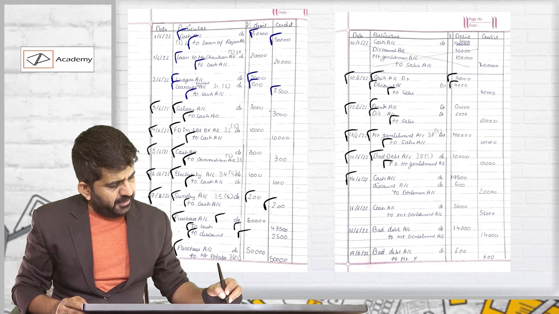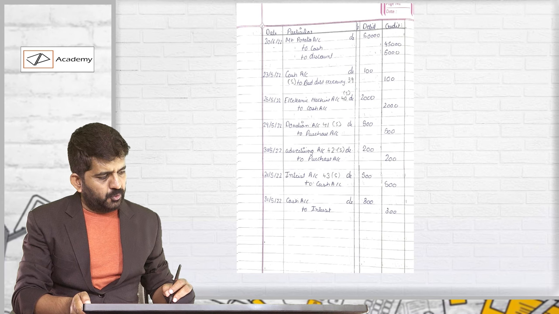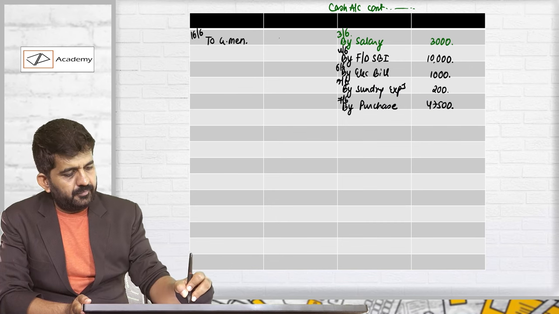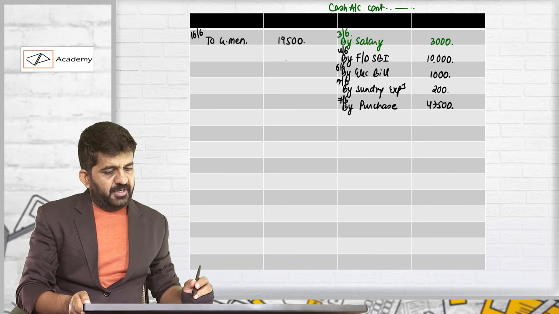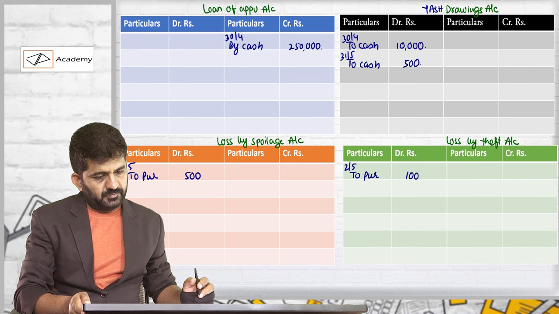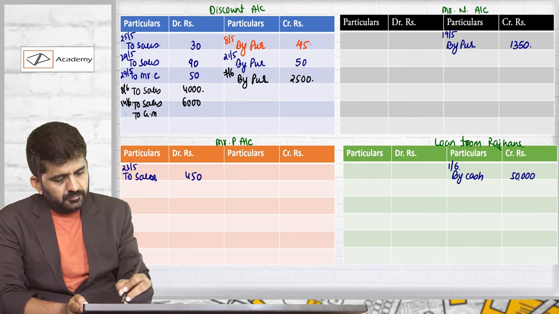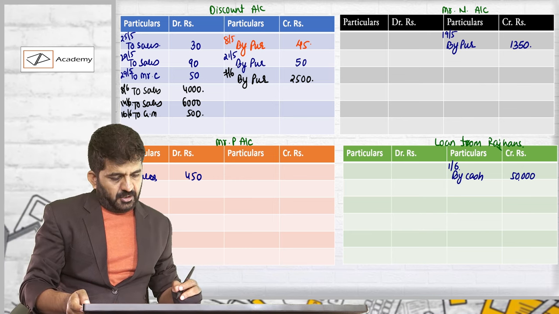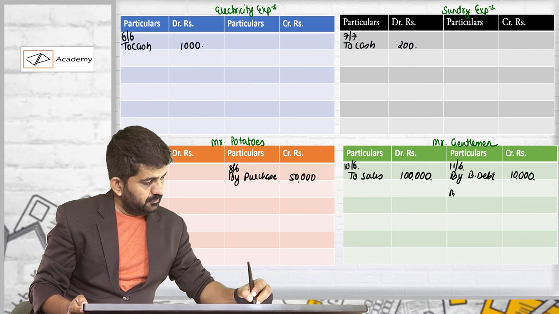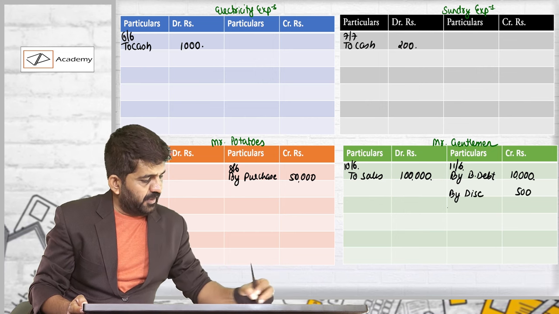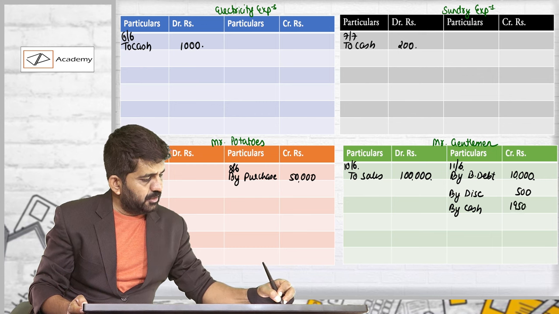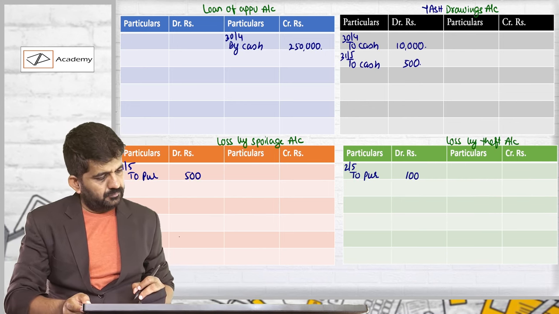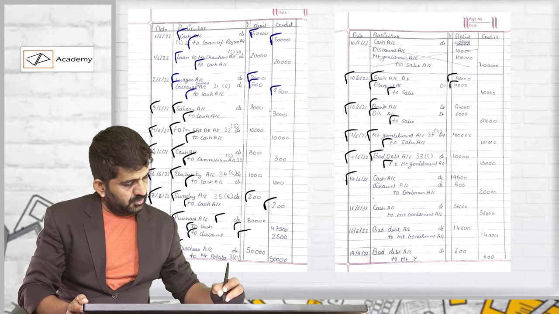Then cash account debit, discount account debit to Gentleman. Cash account debit side to Gentleman 19,500. Discount account debit 500. Gentleman account credit side by discount 500, by cash 19,500. What is the date? 16th. So even I have posted this journal entry.